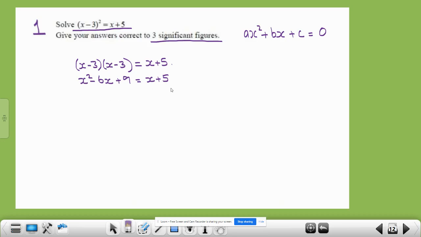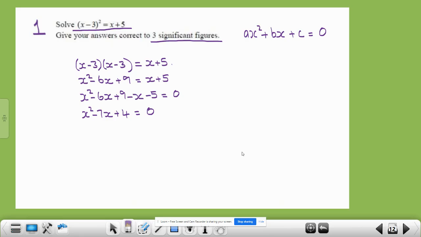And now what we want to do is set it to equal 0, so we are going to subtract x plus 5. So we end up with x squared minus 6x plus 9 minus x minus 5 equals 0. And now we're just going to tidy that up, collect like terms, and we get x squared minus 6x minus x gives us minus 7x, and 9 minus 5 gives us positive 4 equals 0.